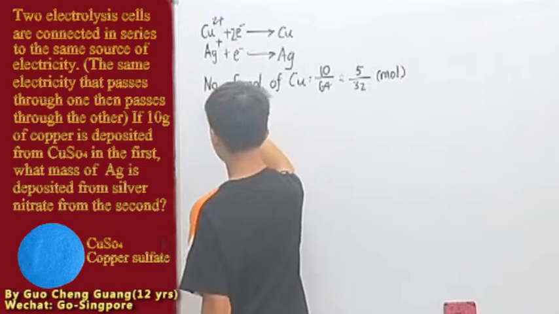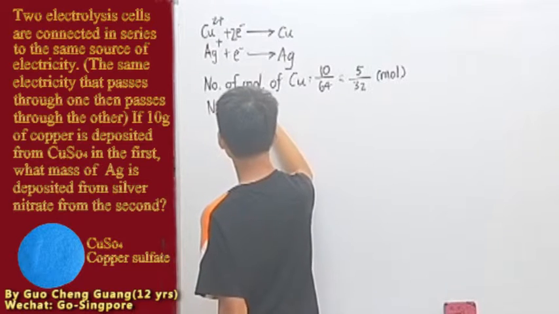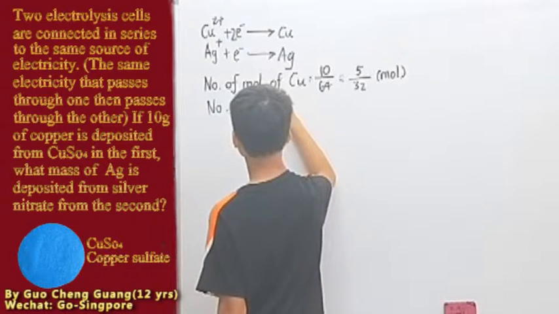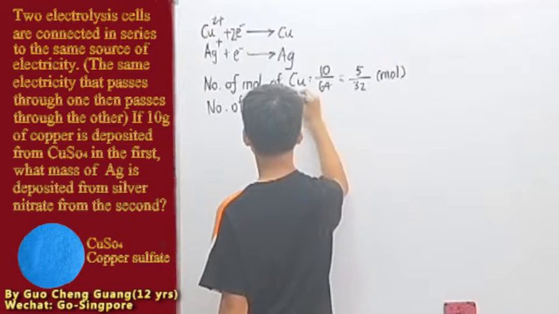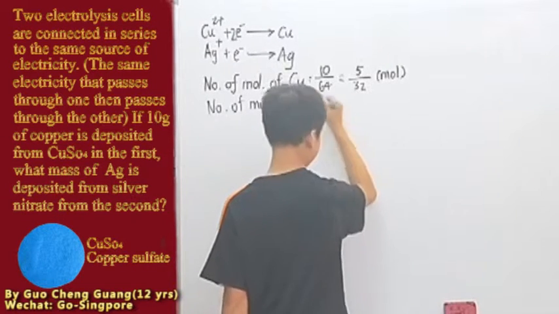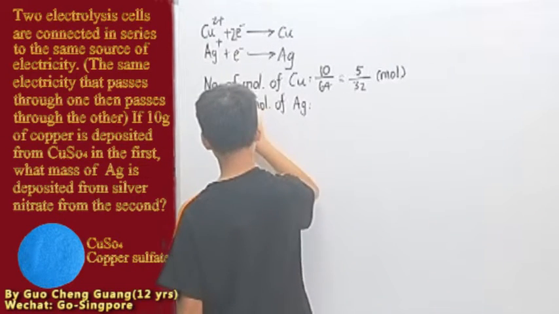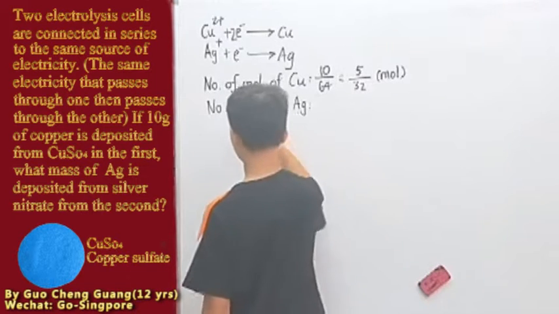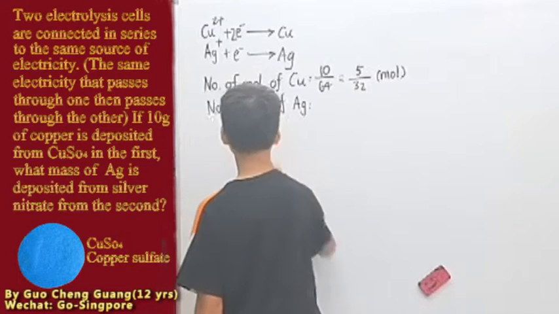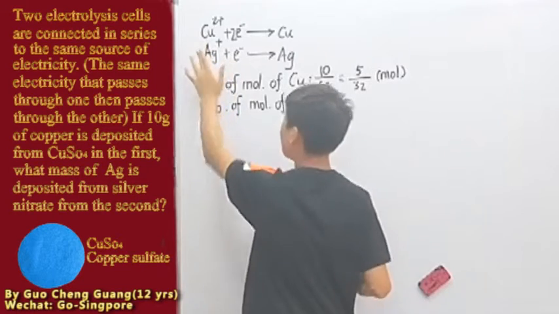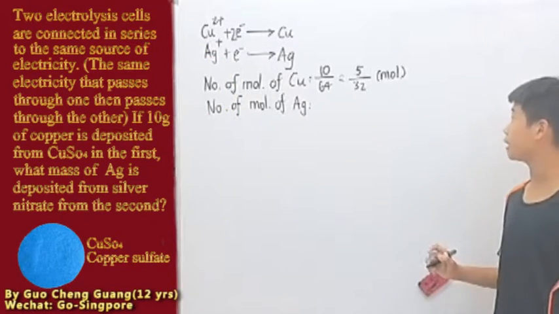Then after that you can find the number of moles of silver. Well, then you may ask, how are you supposed to find this? Let me just show you. Here is when the ionic equations come in to help.